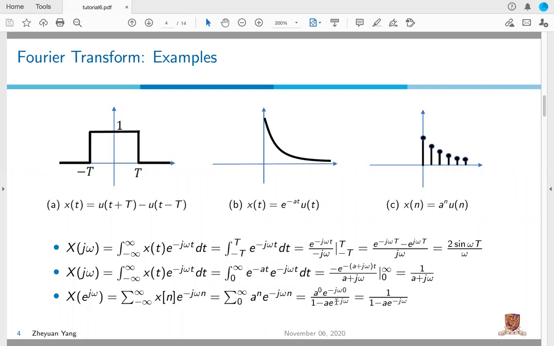Similarly, we use the summation of a geometric sequence. For the summation of the geometric sequence from zero to infinity, in the numerator, it will be the first term. The first term is what we get when we substitute zero into our equation, which is equal to one. And the denominator is one minus the common ratio a e to the power minus jω. So we got this result.